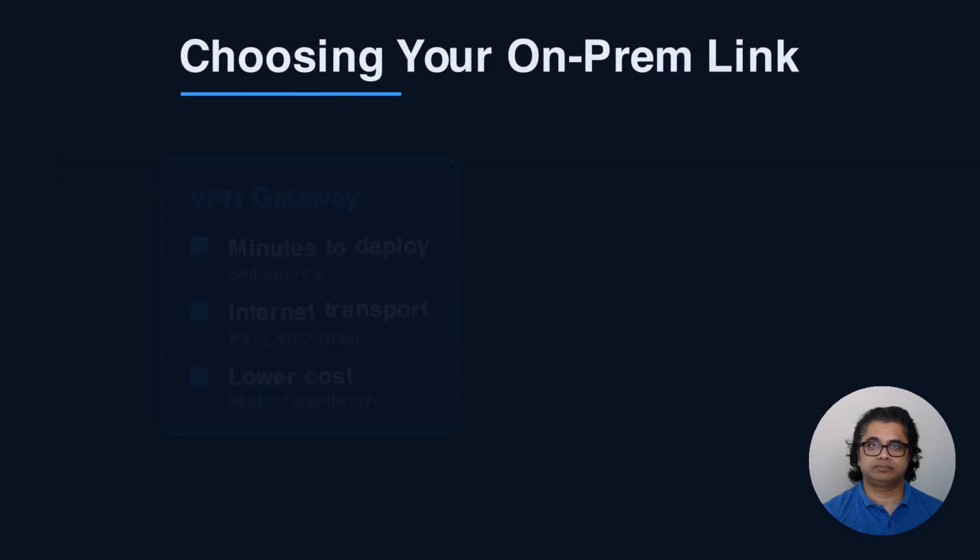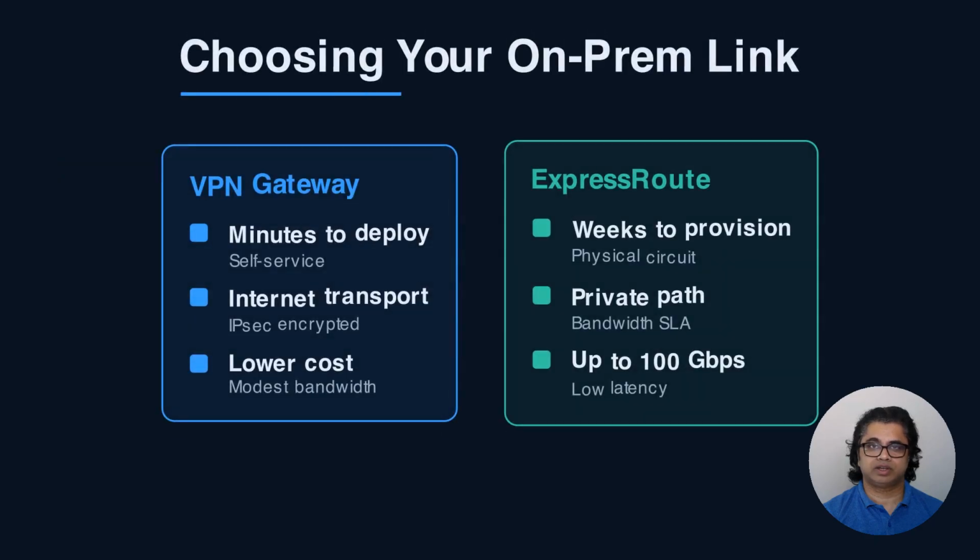So which one? My rule of thumb: start with the VPN gateway when you need connectivity fast, your bandwidth needs are modest, and encrypted internet transport is acceptable. Move to ExpressRoute when you have steady high-volume traffic, latency-sensitive workloads, regulatory requirements against public internet, or you need a bandwidth SLA. A common pattern is running both.